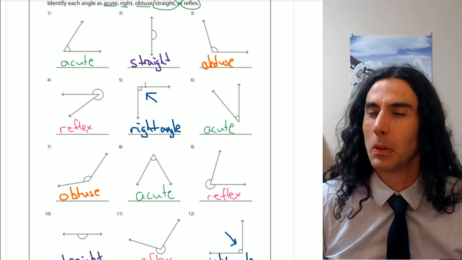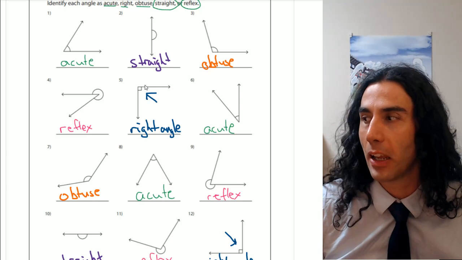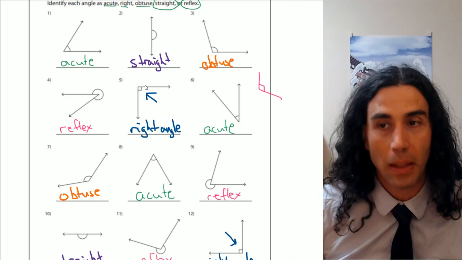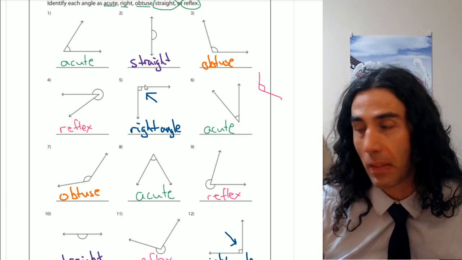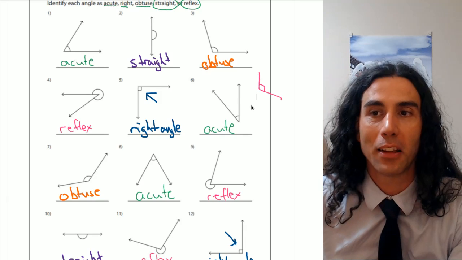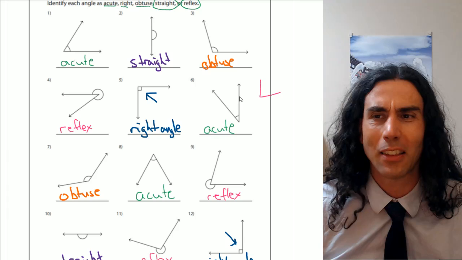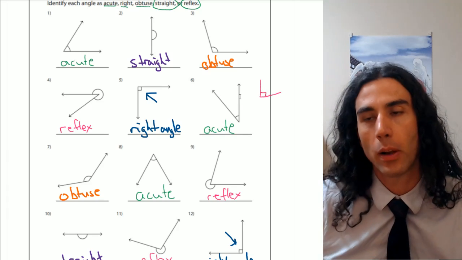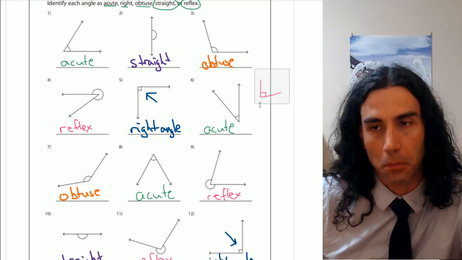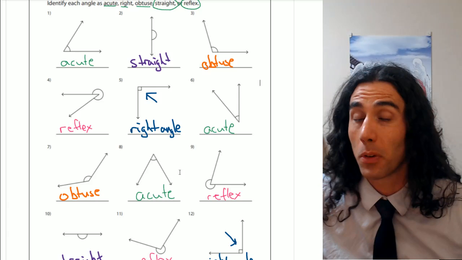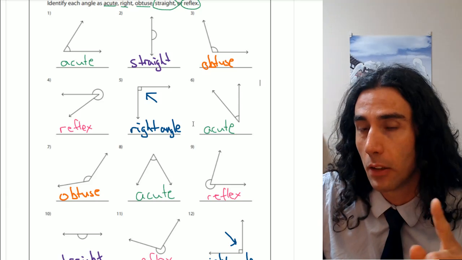Even if they draw something badly, if they put that little square there, it means it's 90, no matter how badly it's drawn. Square means 90. You might say, that's not 90, but they put the square there, so it's 90. It's a meaningful symbol. So I'm going to scroll down. You can pause here if you want to.